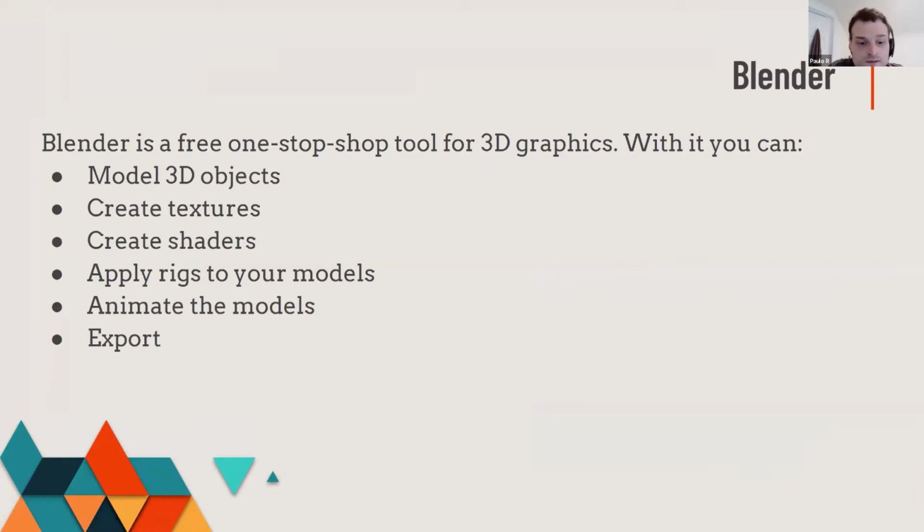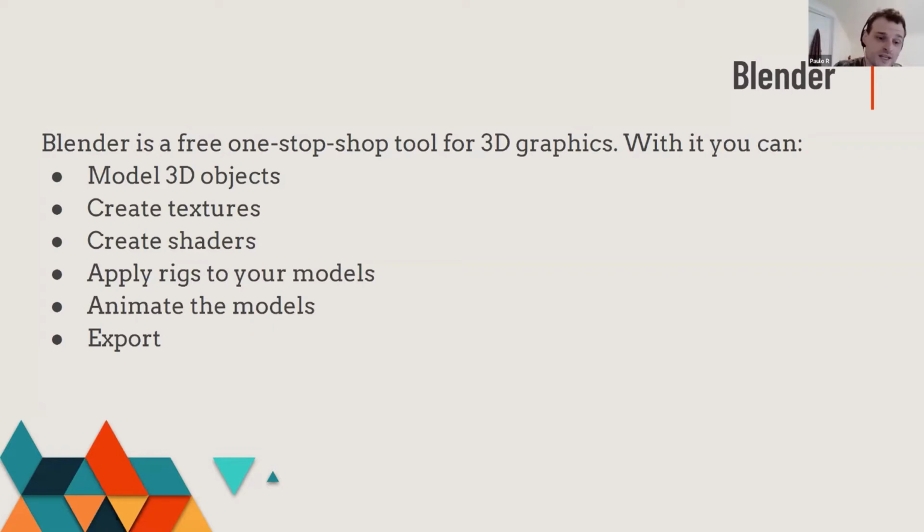You can also export to Photoshop, if you want to do the textures there. It allows you to create your own shaders, which you can then export as well and use in a game engine. You can apply the rigs to your models there. You can animate the models. You can export the models, the animations, the rigs, the textures, all of that together, and then put it into something like Unity, Unreal Engine, stuff like that.